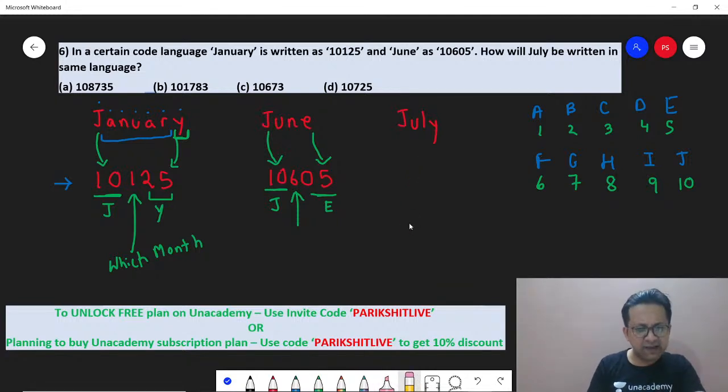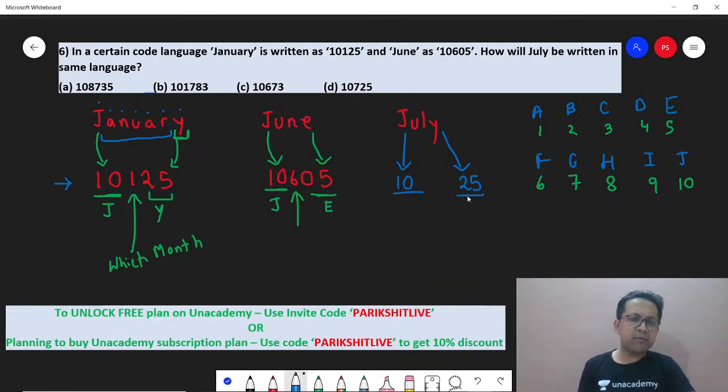This is a previous year SNAP question. I think this is a tough one. So July again. J is the 10th letter in English, so 10. What about Y? Y is the 25th letter in the English alphabet, so 25. And then remember, July is month number 7 in the calendar. So what's your answer? 10725. That's your answer. Did you get this?